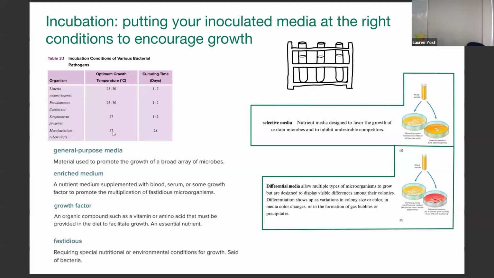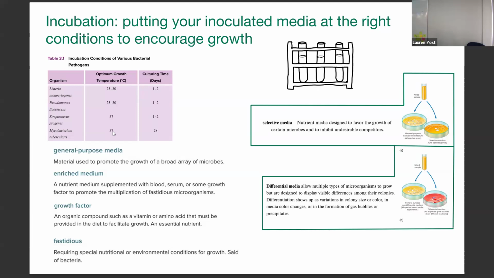Enriched media has a growth factor added to it so that fastidious bacteria can grow on it. Remember, those three terms always are going to go together. So a growth factor is something that that organism can't make for itself. If an organism can't make something for itself and it needs it in its diet or its nutrition, then we call it fastidious. And so that media that has the growth factor, we call enriched. Those three things go together.